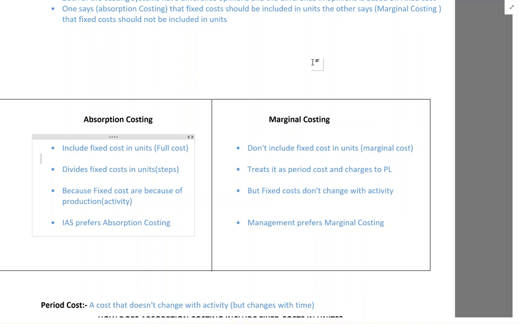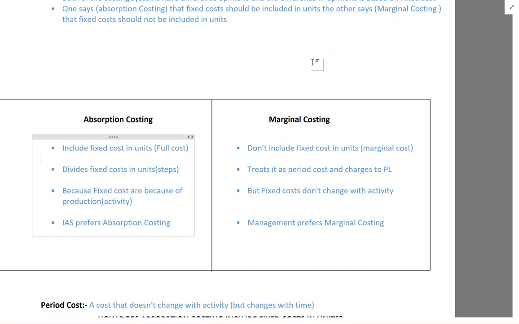Marginal costing says, even if it is because of production, it doesn't change with production. So if something doesn't change with activity, it shouldn't be included in activity. International accounting standards prefer absorption costing. They encourage using absorption costing whenever we are valuing inventory.